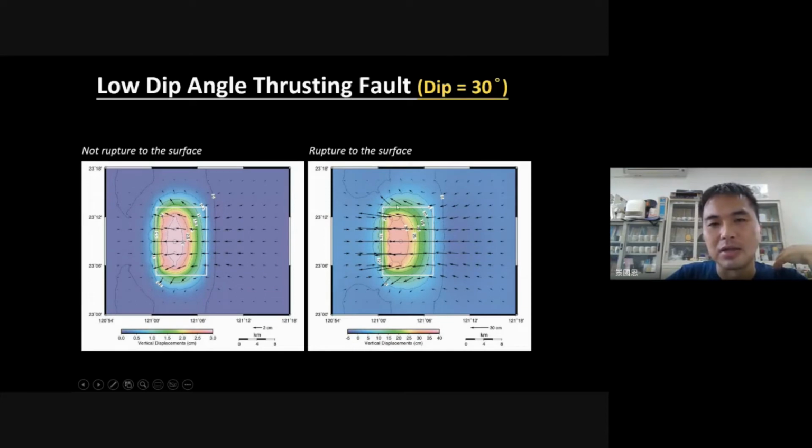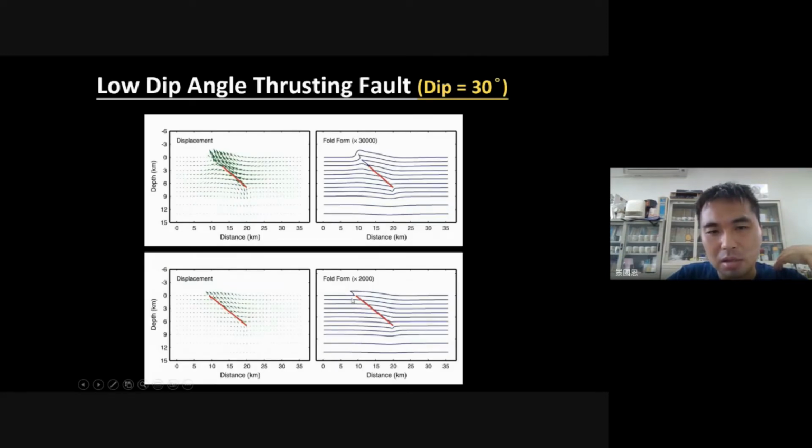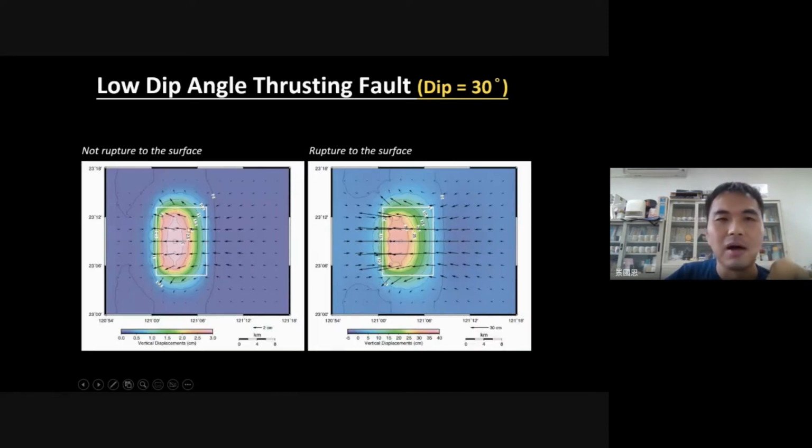And this case just shows us the fault rupture to the surface. Here you could see the tip of the fault reach the ground surface. And then all of them are low dip angle thrust faults. So the dip angle is 30 degrees. Please keep in mind the dip angle. And this is the reverse fault.